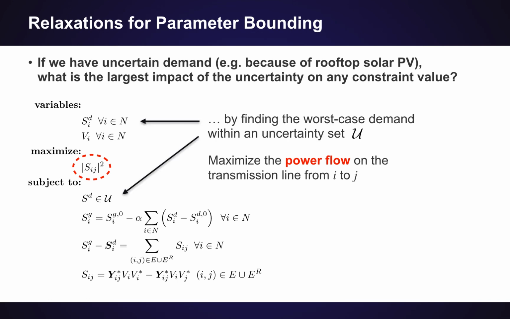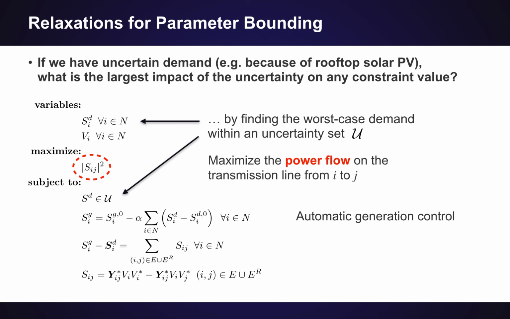So our objective variable, our optimization variable here is no longer the generation from the generators, but rather we are trying to find the worst case demand within an uncertainty set U. So the worst case demand can be anywhere within that set, and we want to find that demand that is able to maximize this power flow.